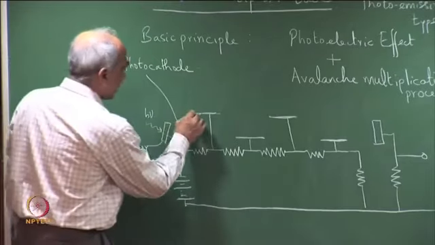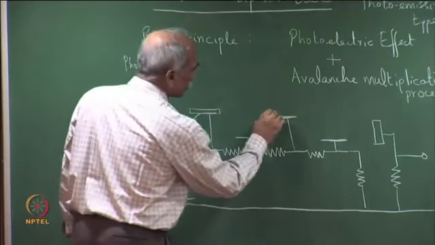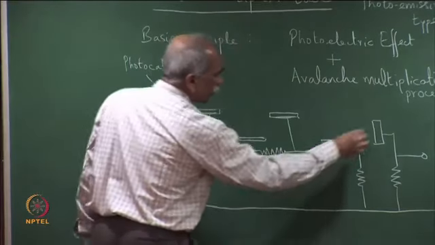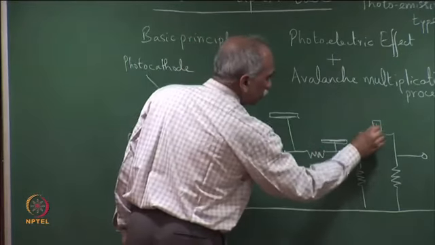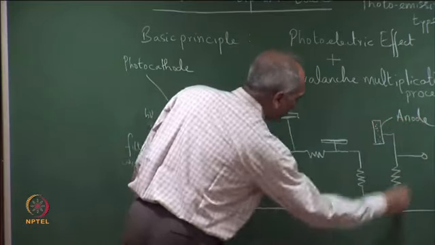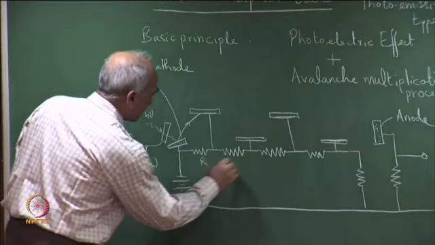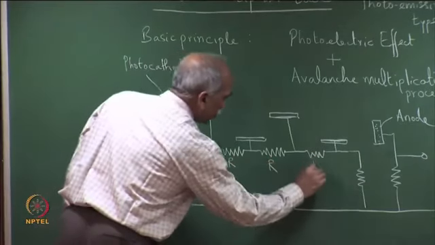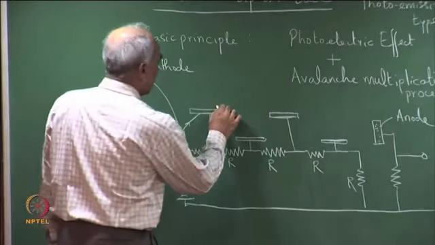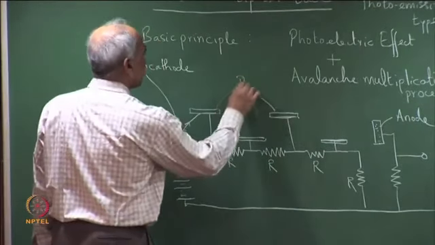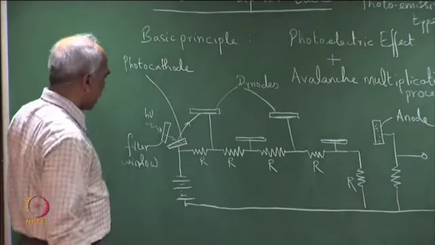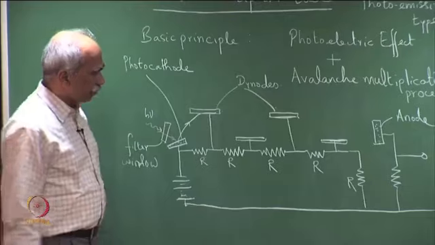As you can see, these are the dynodes. This is an anode, and these are resistances, all equal resistances R. So, these are the dynodes. This is a schematic representing the operation of a PMT.